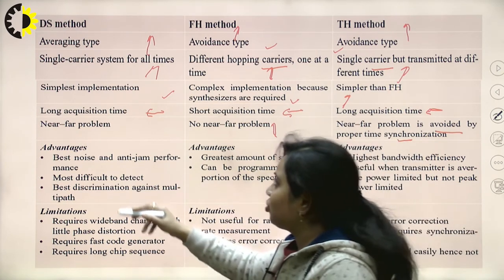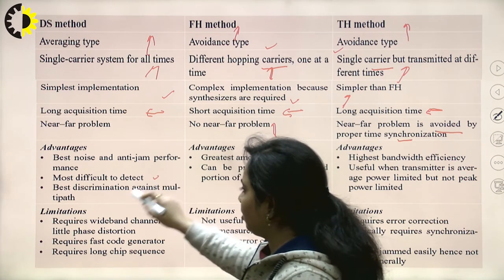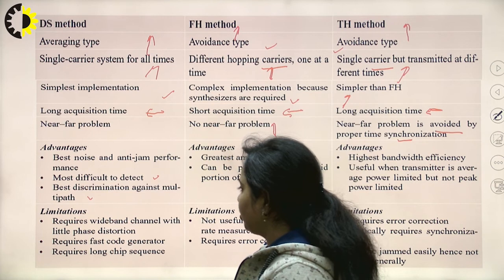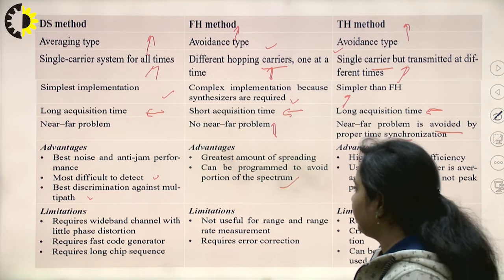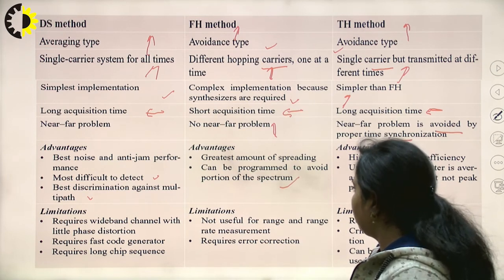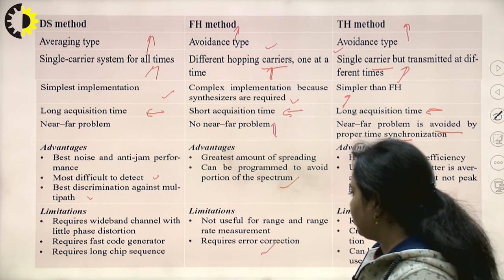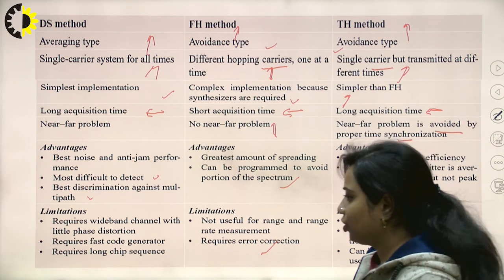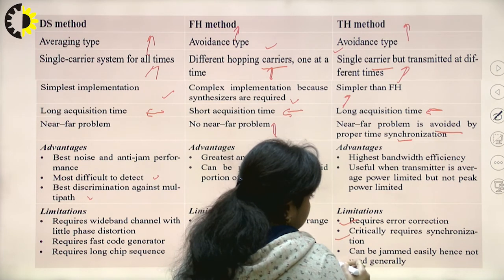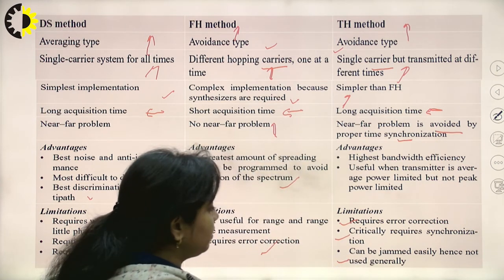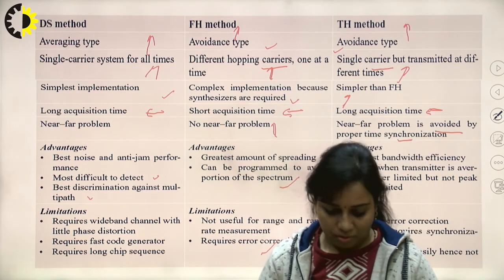These are the advantages of the DS method: it has the best noise and anti-jam performance, it is more difficult to detect, and it has the best discrimination against multipath. Advantages of the next one: it has the greatest amount of spreading and can be programmed to avoid portions of the spectrum. Its limitations are that it is not useful for range and rate measurement, and it requires error correction. In this case there are limitations like it requires error correction, it critically requires synchronization, and it can be jammed easily, hence not used generally. So this is the comparison of three different methods.